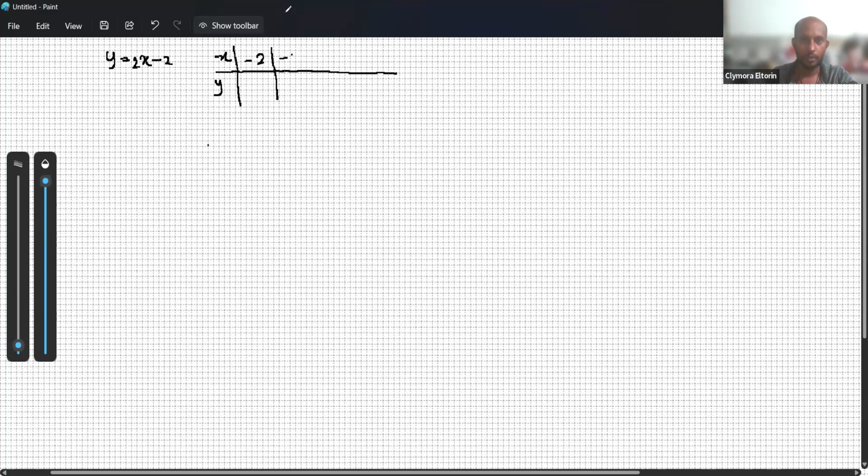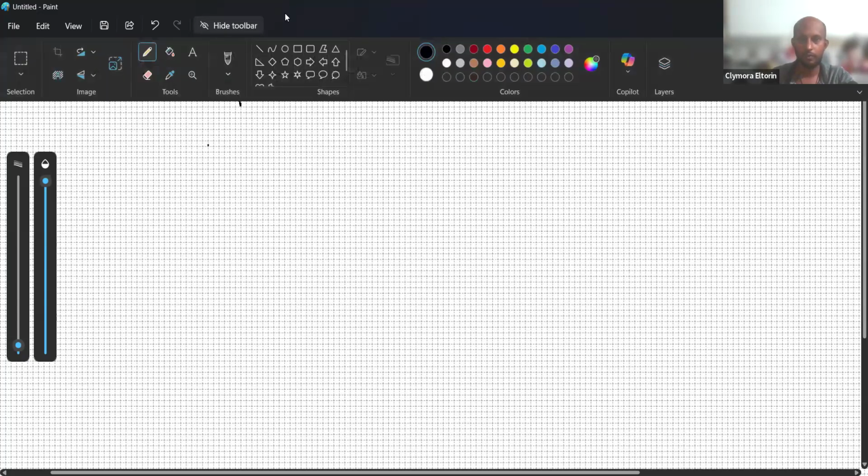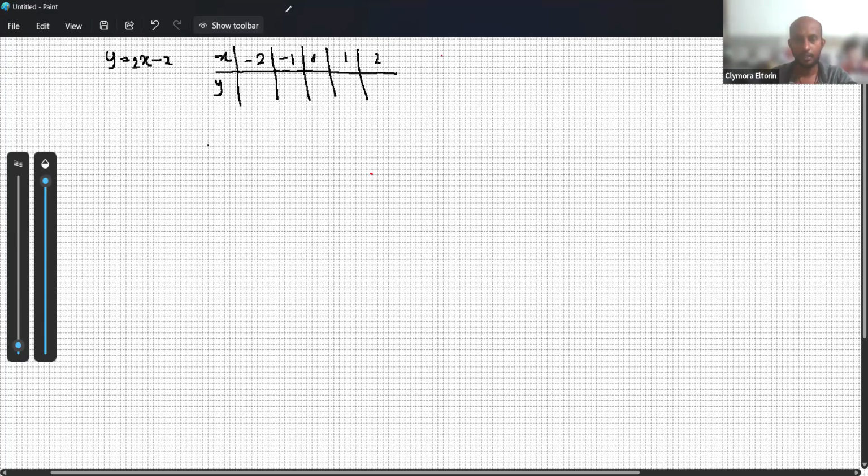The values are minus 2, minus 1, 0, 1, and 2. It's right. Otherwise, time is fast. What is the first one? y equals 2x minus 2. We need to find the value when x equals minus 2. Let's substitute minus 2: 2 into minus 2 means minus 4. Minus 4 minus 2 means it's minus 6.